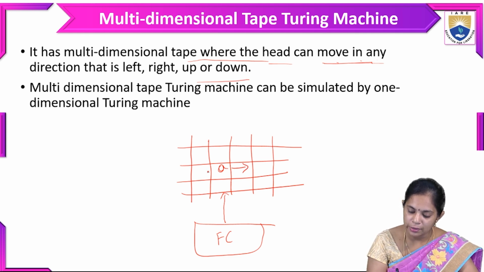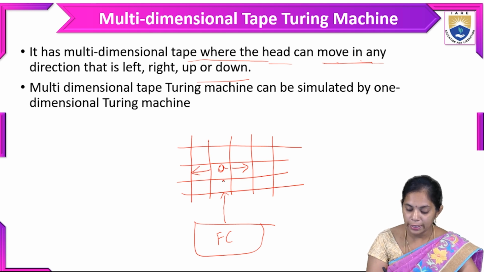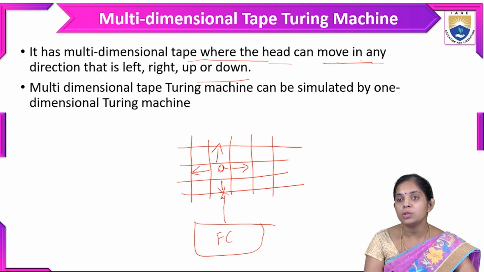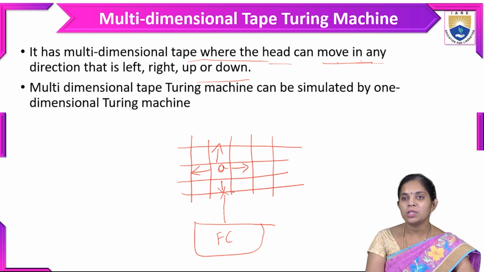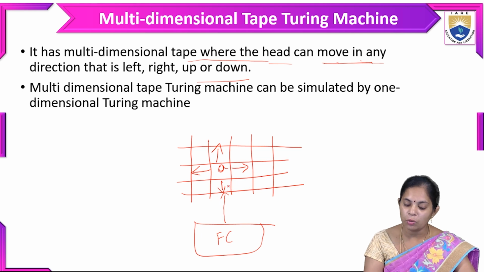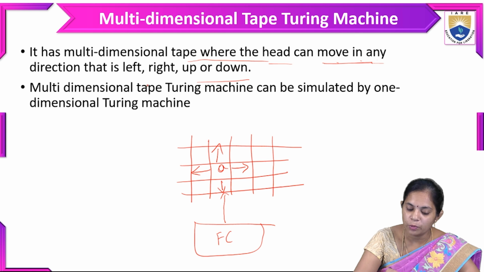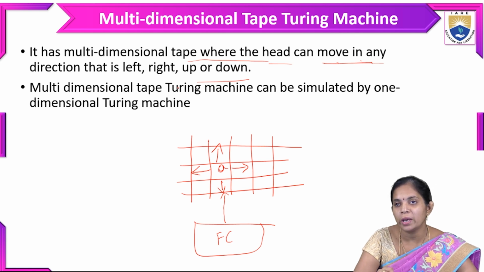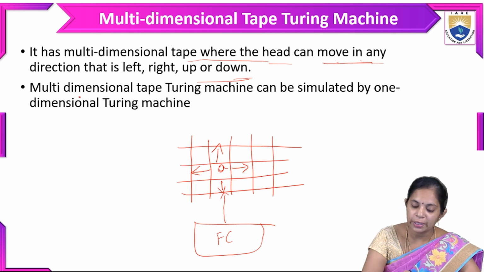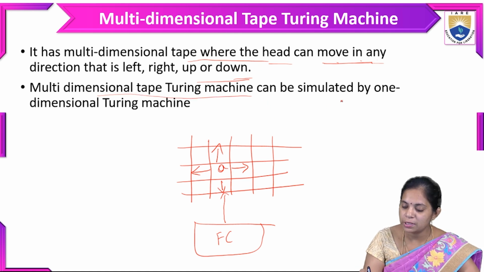So right, left it can move, and up, down. So we can also move this Turing machine head up and down and left to right. So this is about the multi-dimensional tape Turing machine. It has move operations like left or right. It can move left, right, up and down. And this multi-dimensional tape Turing machine can be simulated by a one-dimensional Turing machine.